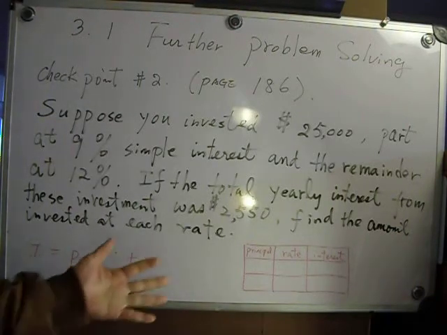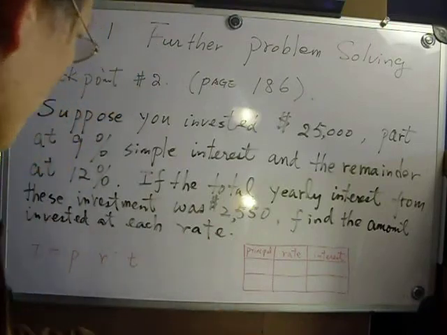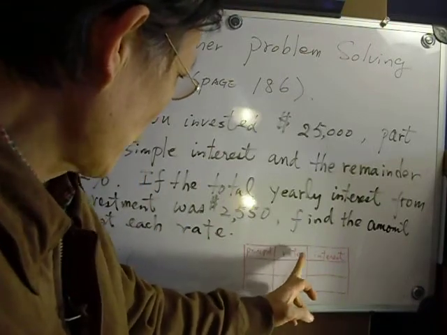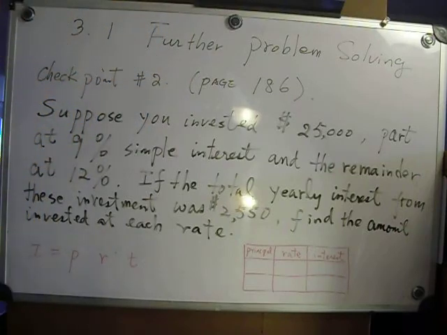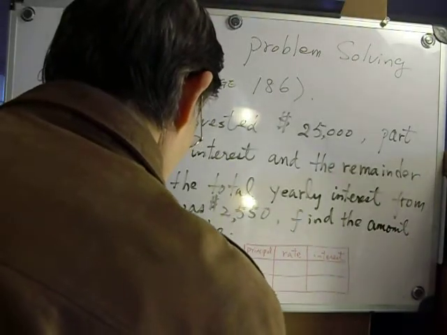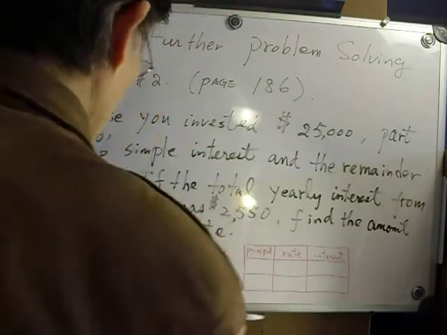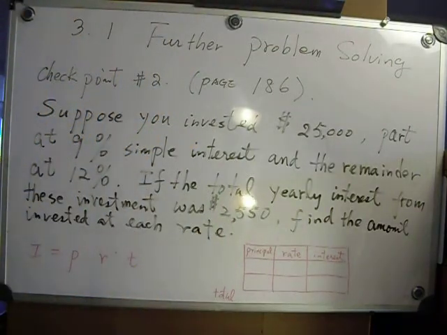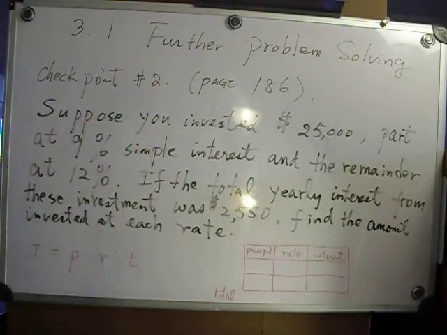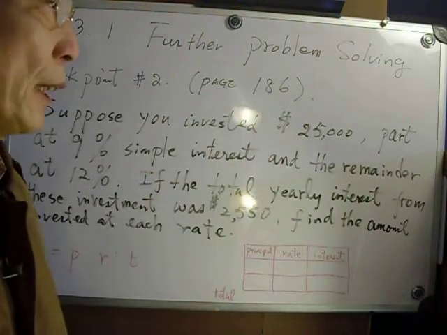So usually we build a table like this. The principal in the first column, rate second, and interest on the last. And here you could have a total line. You could have another box here, but it's okay. Let's see our first example. This is our checkpoint number 2 in the textbook, page 186.